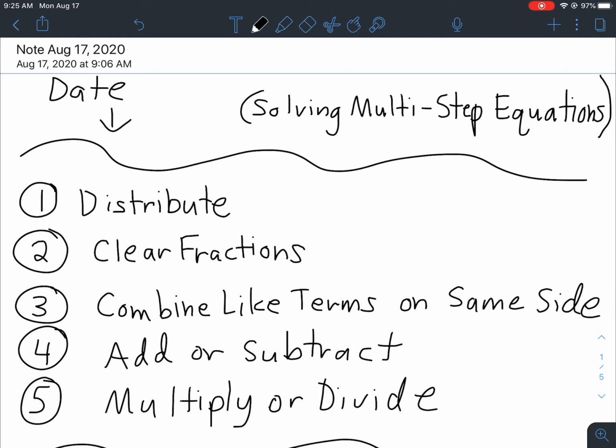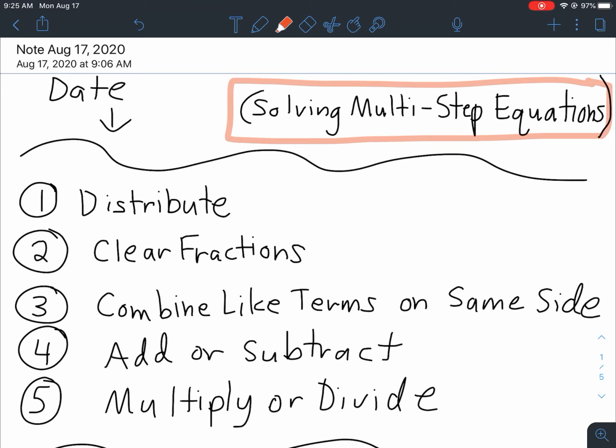Okay, so the first thing you're going to want to do is in your notebook titled Notes, every day you do notes, you're going to want to organize them like this. The title of the lesson. So the first lesson we will be doing will be solving multi-step equations. Make sure to write that up top. And then you're also going to want to date it with what date you are completing the notes.